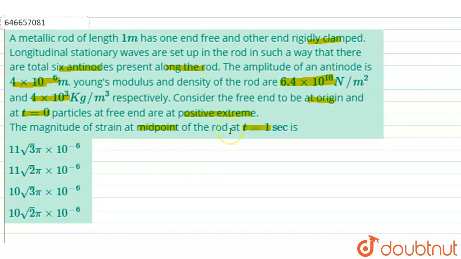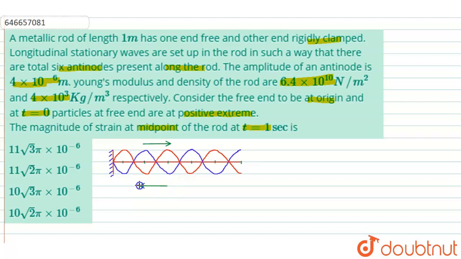So for better understanding of this question, let us try to draw a diagram. You can see here, this is our rod, right? Now a stationary wave will be set up in this rod. How will the stationary wave be set up? This is the clamped end and this is the free end. A wave, the incident wave, will travel from here to here, and then we will have a reflected wave, and due to the superposition of the incident and reflected wave we will have a stationary wave like this.